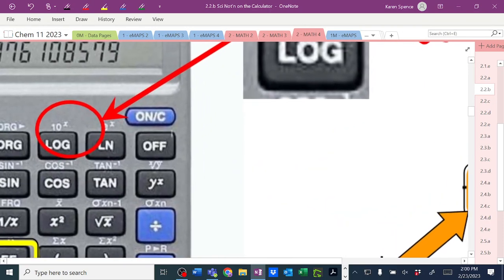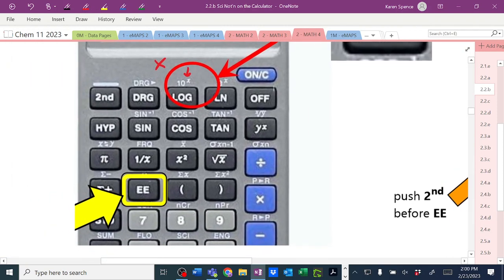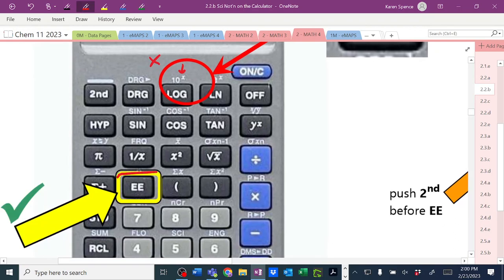Do not use this thing, the second function of the log button. That is a big no. Instead, if you happen to have the one that says EE, that's the one you will use. Yes? Why are we not using the 10 to the x? Because we're not really raising 10 to the x. What we're doing is we're multiplying by 10 to the x. We're not taking an anti-log.